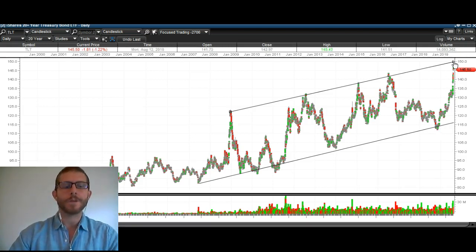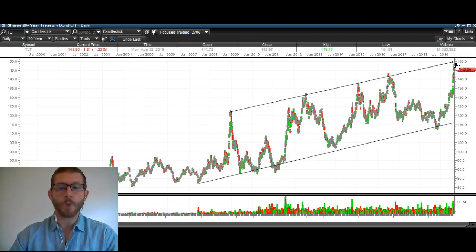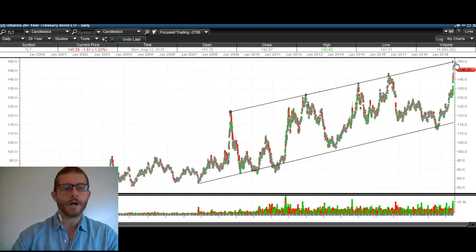So please be aware of this level for bonds. This could have an impact on the general market as well. Typically, TLT trades sometimes opposite of the S&P 500, so definitely be aware of that. When it gets to the top of this channel, that's right around 150, it's definitely a spot to be cautious.